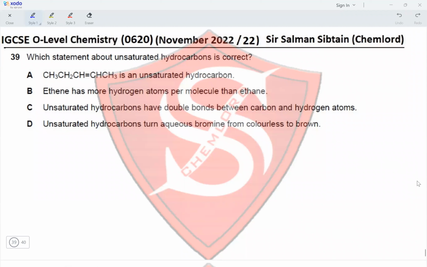Question 39. Which statement about unsaturated hydrocarbons is correct? CH3, CH2, CH, CH, CH3 is an unsaturated hydrocarbon. Yes, an alkene is an unsaturated hydrocarbon. Next, ethene has more hydrogen atoms per molecule than ethane. No, ethane has more hydrogen atoms per molecule. Unsaturated hydrocarbons have double bonds between carbon and hydrogen atoms. No, between two carbon atoms. An unsaturated hydrocarbon turns aqueous bromine from colorless to brown. No, it turns aqueous bromine from brown to colorless. Therefore, option A is the correct option for this question.